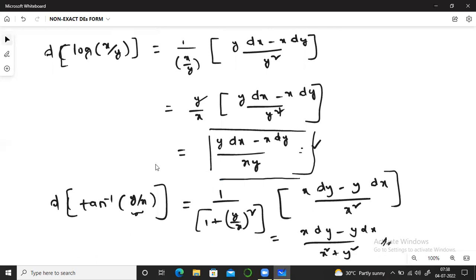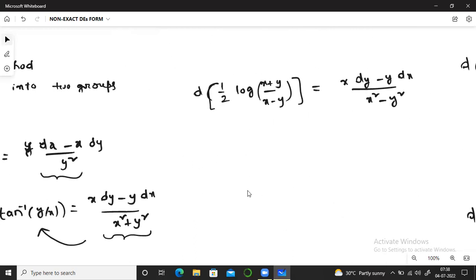You need not remember any formulas by heart, because you can derive them. But you should know that if this term comes up in the question, you have to regroup it with d tan inverse y over x, so that solving that problem is easy. That is the only importance of remembering these formulae.